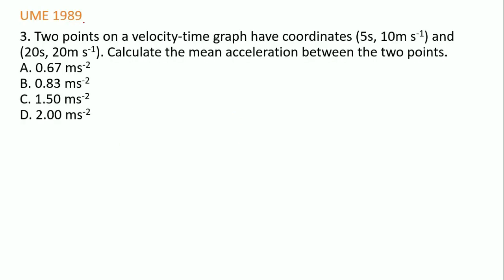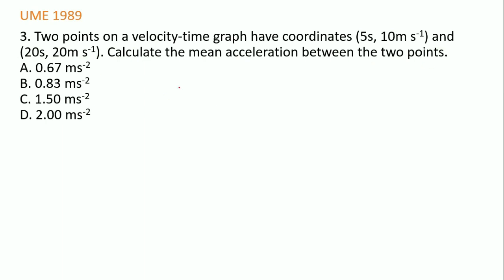UTME 1989 question number 3. 2 points on a velocity time graph have coordinates 5 seconds 10 meters per second and 20 seconds 20 meters per second. Calculate the mean acceleration between the 2 points.